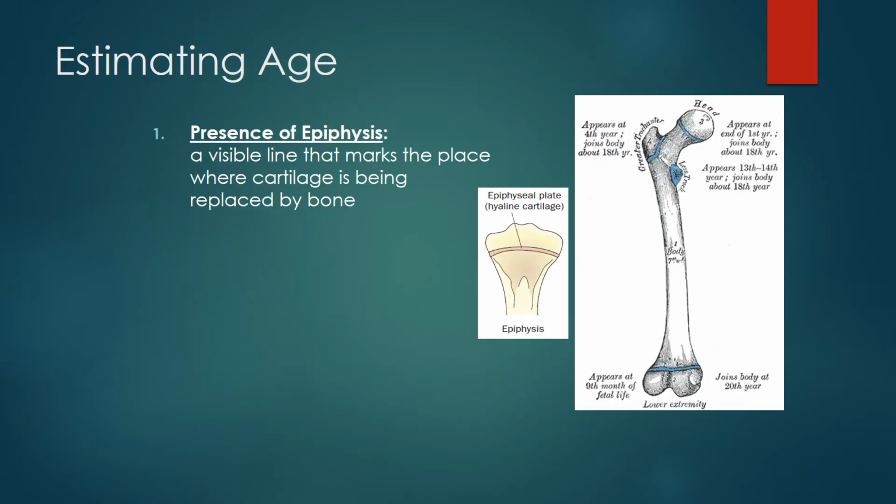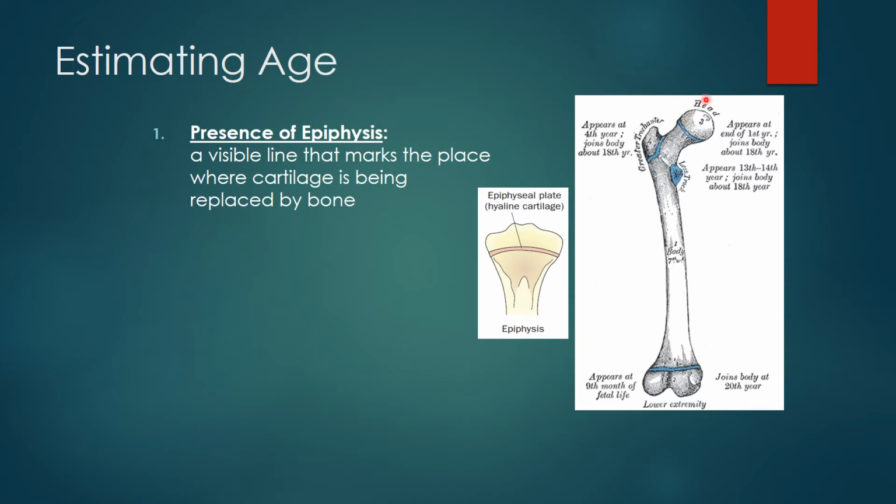When we're talking about estimating age, we can also take a look at the epiphysis, so commonly called the growth plate, and that's the visible line that shows you where cartilage is being replaced by bone on one of the long bones. So normally we take a look at the humerus and the femur. We've got this drawing here from an anatomy textbook.